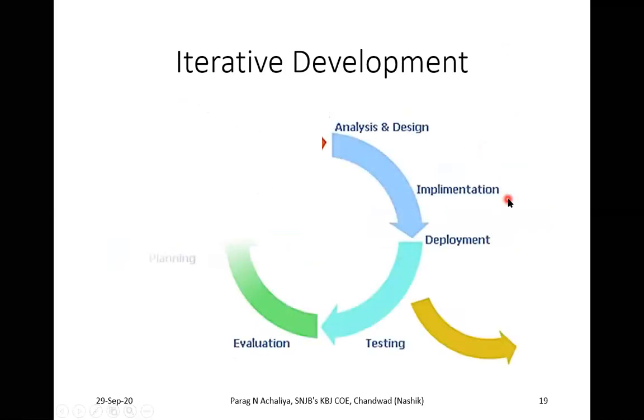Then next is your iterative development. What happens in the case of iterative development? Again, the name itself suggests that this kind of development will be iterative in nature. Iterative means what? It will continuously take place. It will not be the incremental type, it will be the iterative type. So iterative means like this.